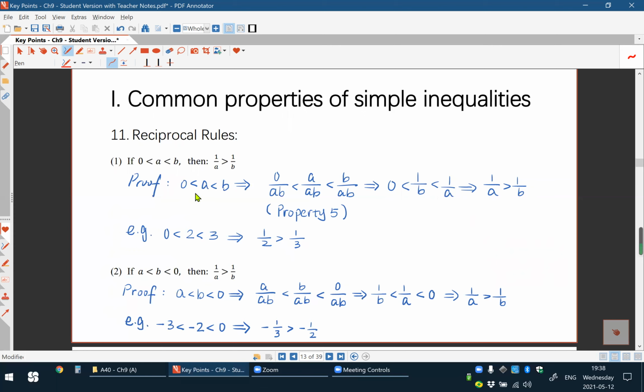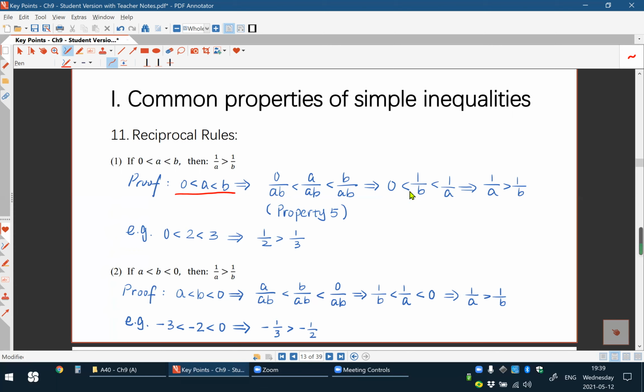Okay, how do we prove this? We start from the given information, which is A is smaller than B, right? Note that both A and B are positive numbers, so their product should also be a positive number, right? And according to property 5, we can divide both sides of the inequality by the product of A and B, right? And then we will get 1 over B is smaller than 1 over A.